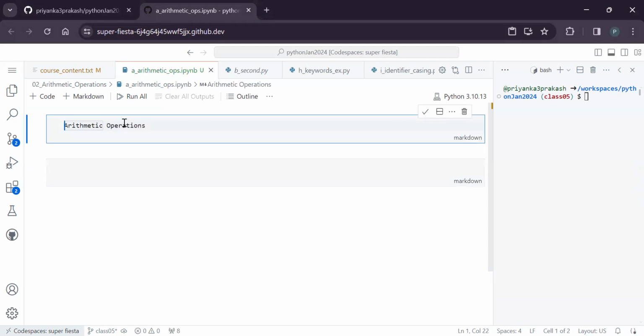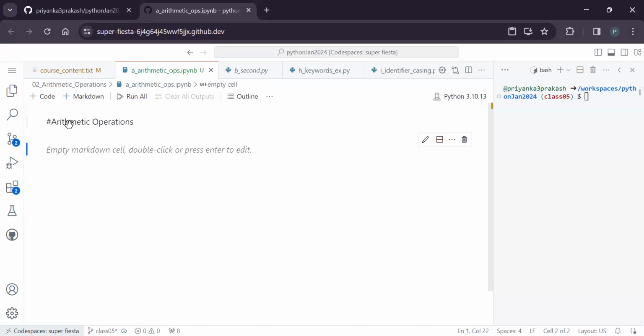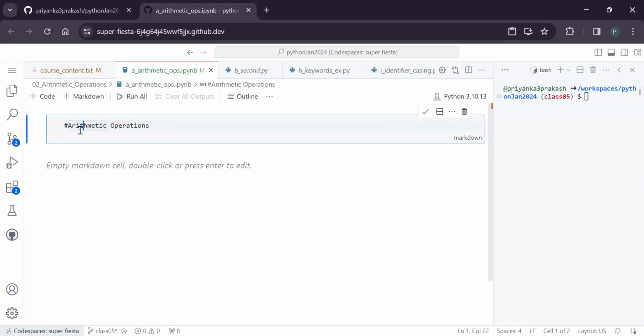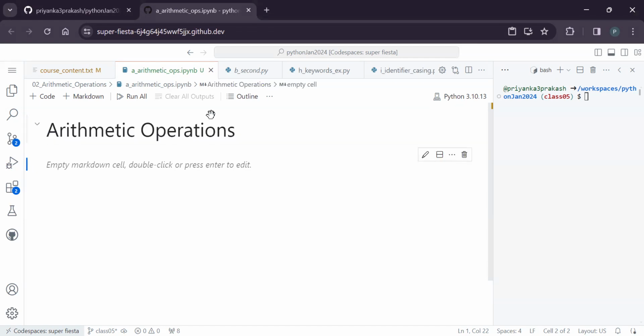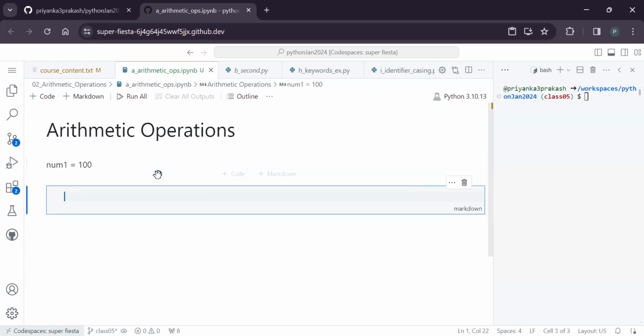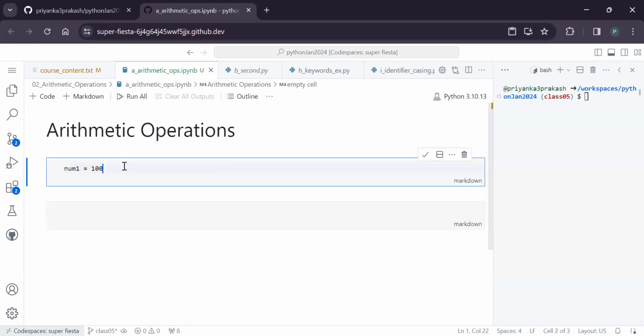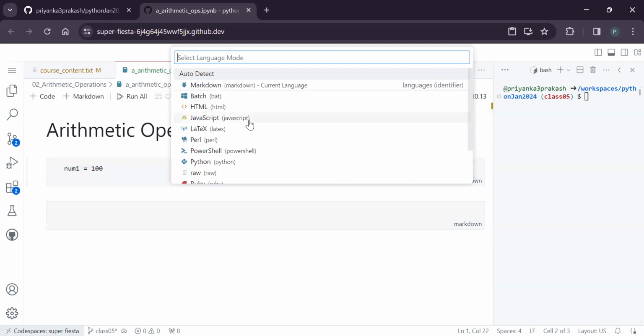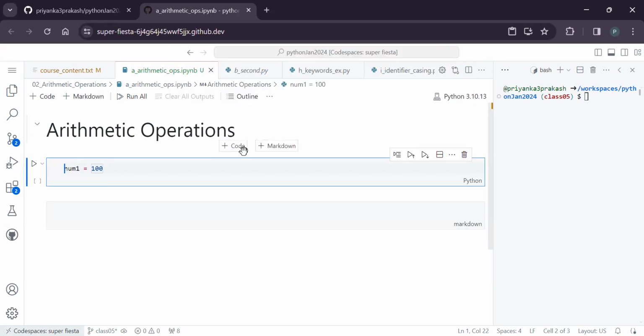But in Markdown, if you write a hash, you see it comes like this. But after the hash, if you just give one space, then the magic happens. Did you see? If you give one hash, it will come like that. So now after this, the second cell is created. But within this arithmetic operations, I want to do some things. Say number 1 is equal to 100. If I run, as it is Markdown, you cannot execute. So we need to convert to Python, the corresponding language. So if you convert, it works.